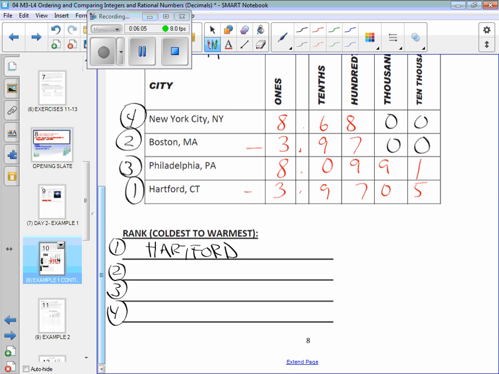Number 2 was Boston. 3 was Philly. And 4 is our brothers in New York City. Okay?